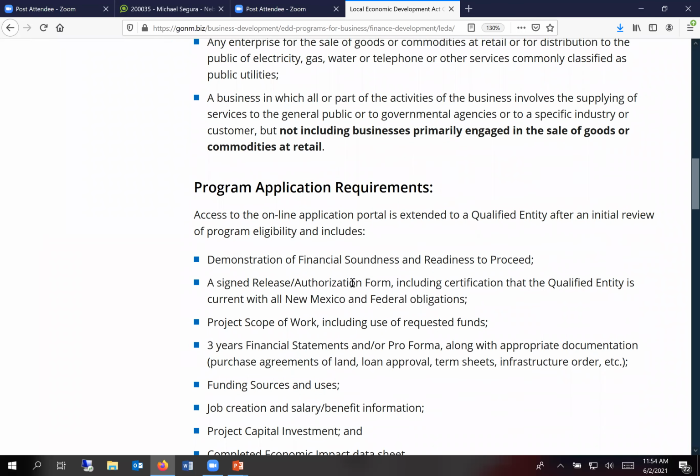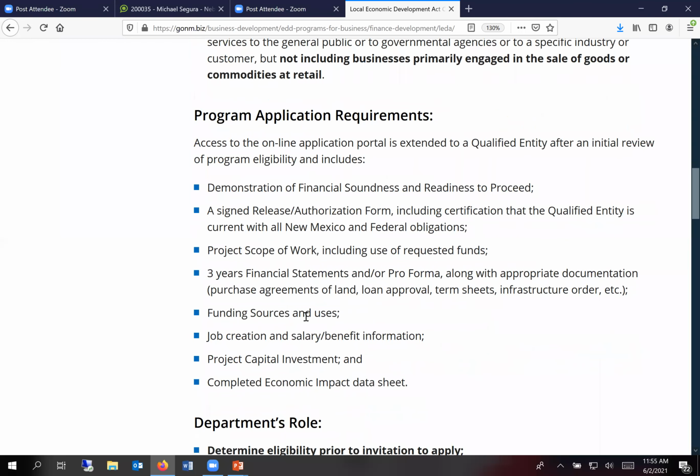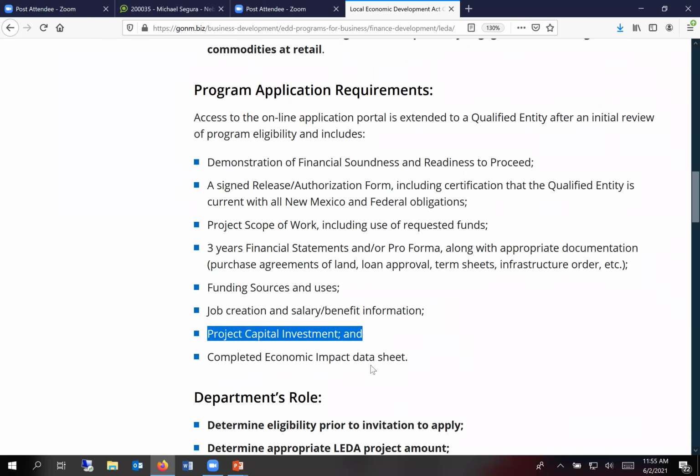There's an application requirement, and the main part of this is job creation and salary and benefits information. They want to see that you are going to create a number of jobs, you're going to hold these jobs for a certain amount of time, and these jobs are going to be usually better paying jobs for people in rural areas. And that you make a big capital investment. So you're making a big investment just by locating in New Mexico.